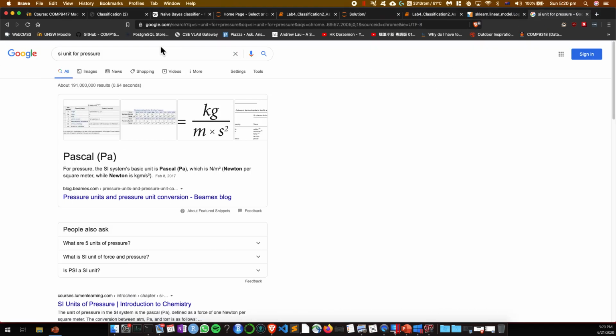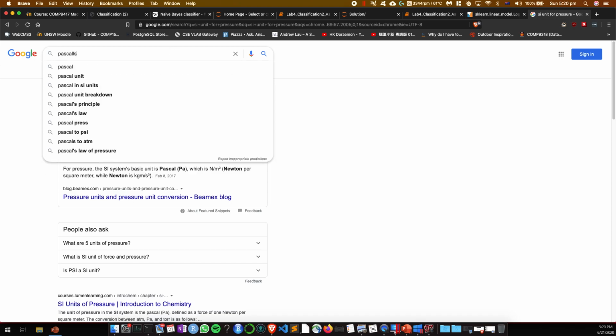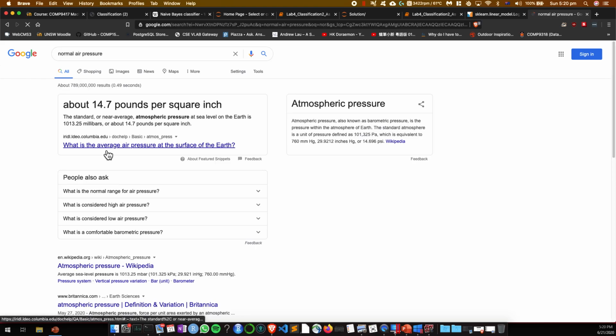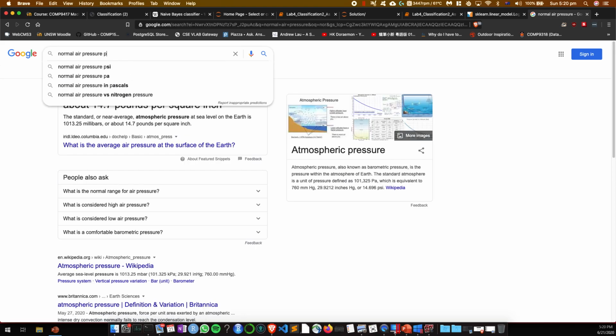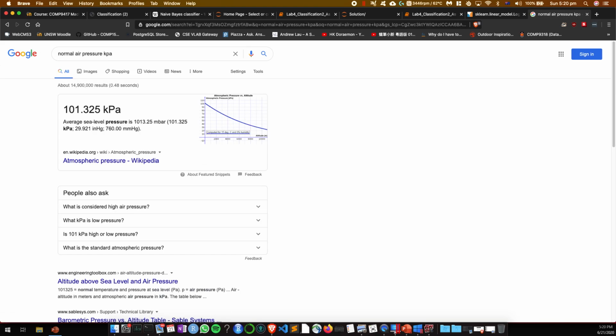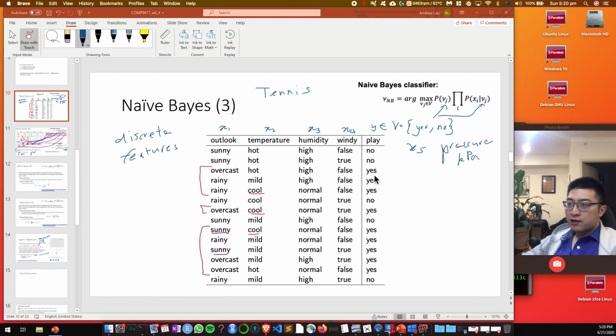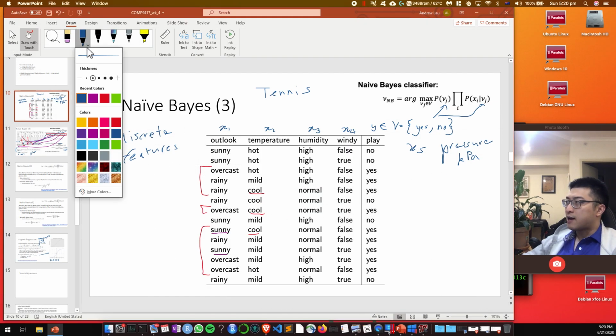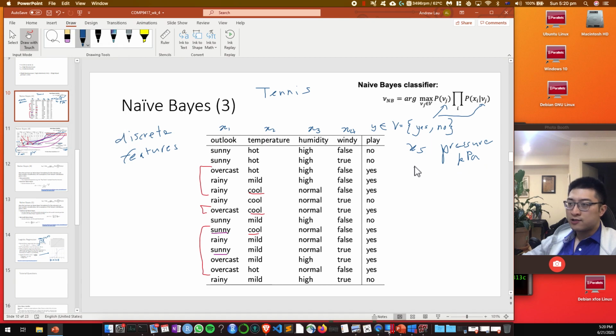What is normal air pressure? Let's have a look. Pascals, kPa. So 100 kPa is apparently normal. So maybe our features might look like this: 100, 150. Again, I'm making this up. I don't know what normal really is. So on and so forth.